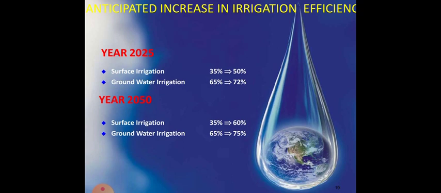It is estimated that in the year 2025, surface irrigation efficiency will be 35 to 50% and groundwater irrigation 65 to 70%, and in the year 2050, surface irrigation 35 to 60% and groundwater irrigation 65 to 75%.